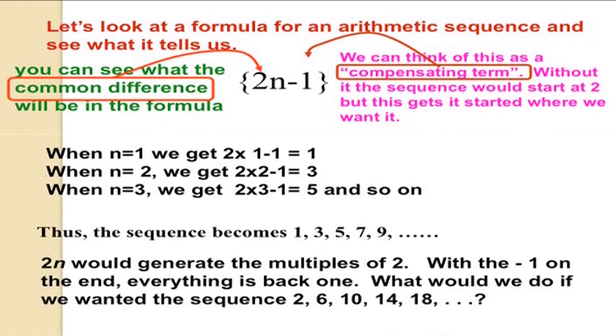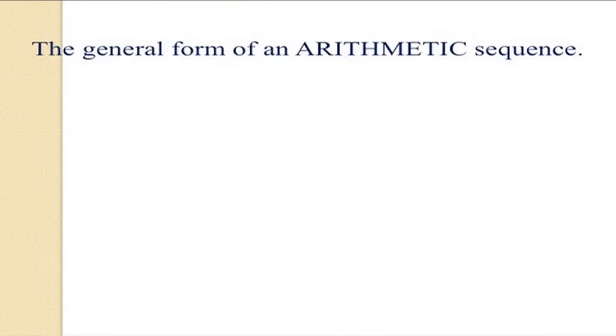What would we do if we wanted the sequence 2, 6, 10, 14, 18? The general form of an arithmetic sequence.